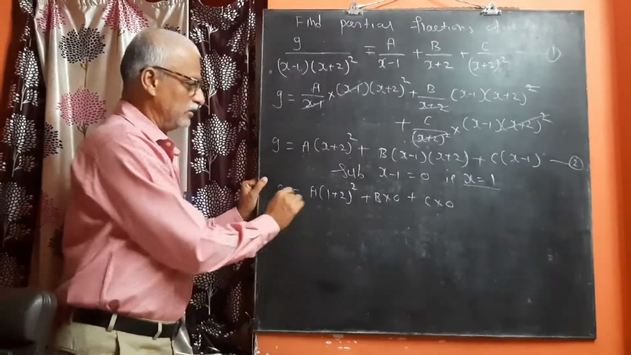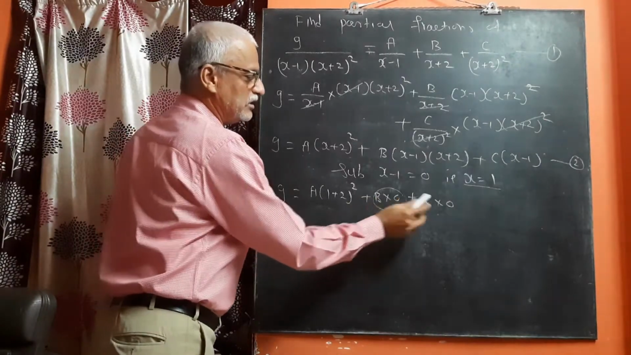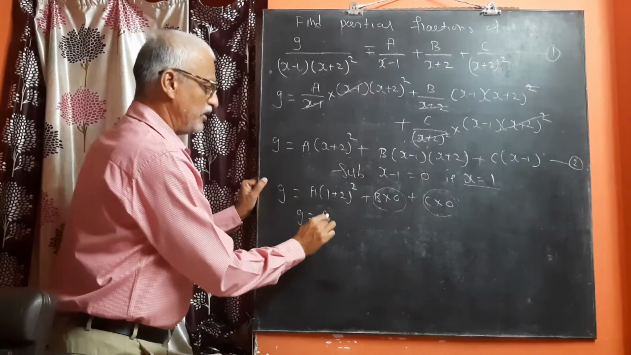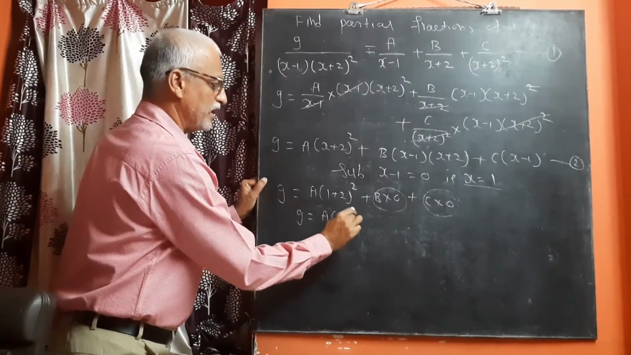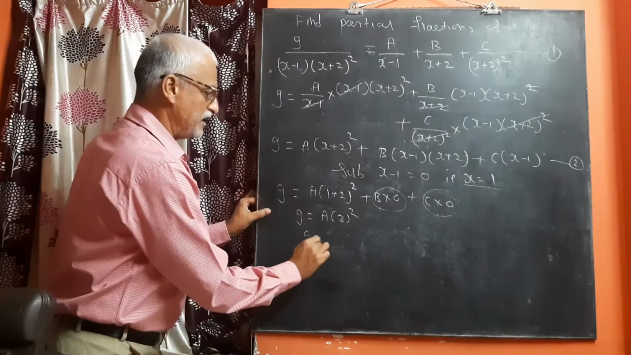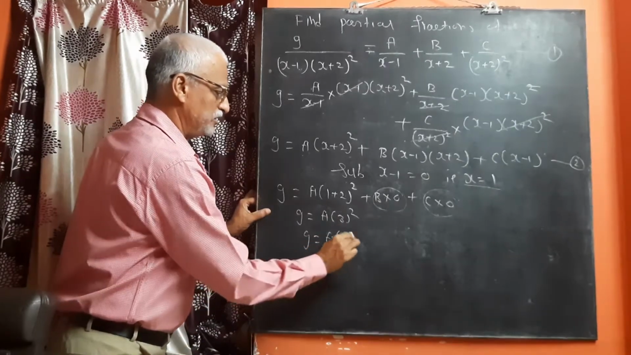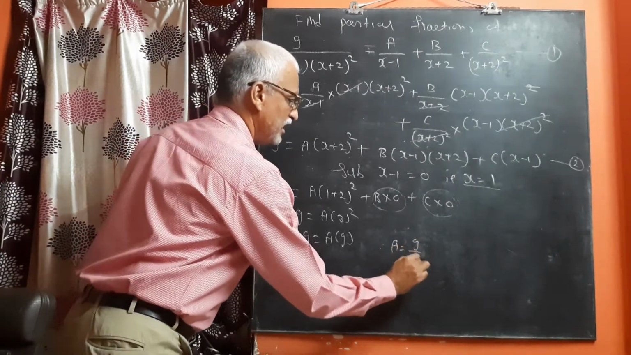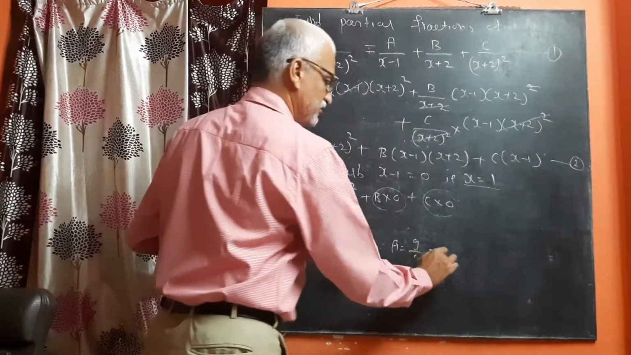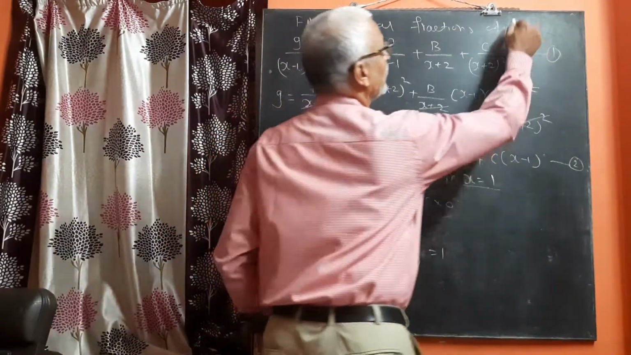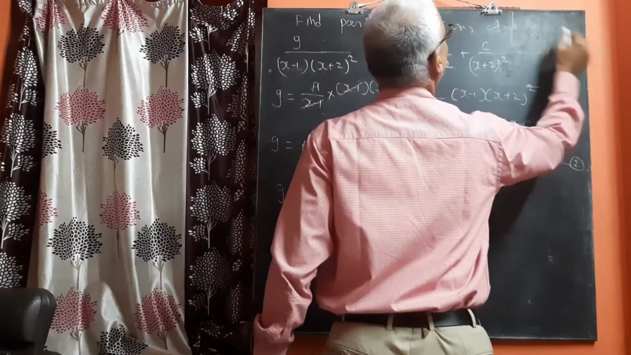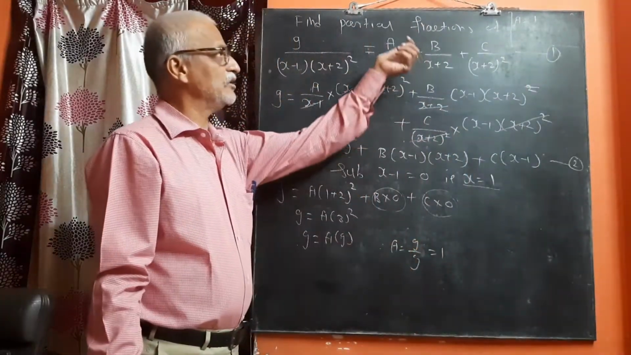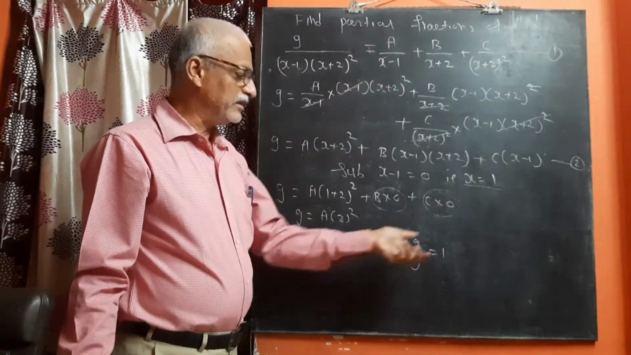Now b into 0, this will be 0. c into 0, this also equals to 0. So a equals to a into 1 plus 2, 3, that is 3 square. That means 9 is equals to a into 9. 3 square is 9, and therefore the value of a equals to 9 by 9. This 9 goes here, so 9 by 9, and that is equals to 1. So we have got the value of a. I write here a is equals to 1. We have got the first constant, that means a. The value of a, that is equals to 1.